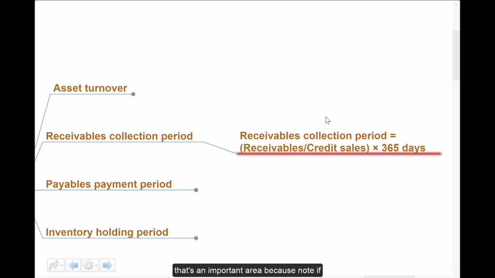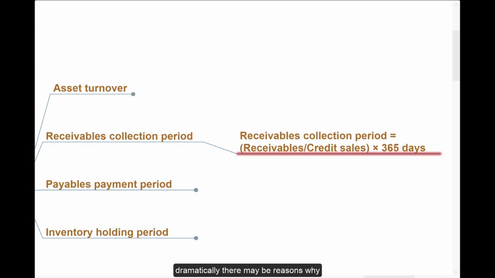That's an important area because note, if the receivables collection period is getting higher and higher and higher, let's say quarter to quarter or year on year, what does that tell you? It tells you you're getting worse at collecting your money. If it's taking longer to collect money from your customers, your credit control department has an issue. We really don't want receivables collections periods to be increasing dramatically. A little bit, yes, but not dramatically.